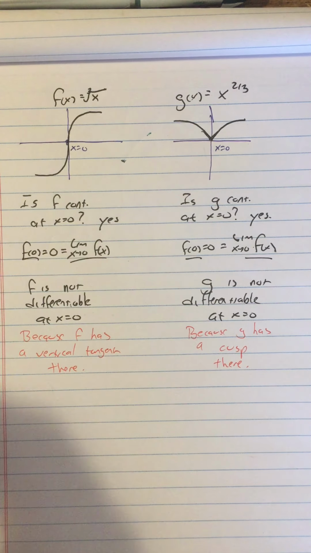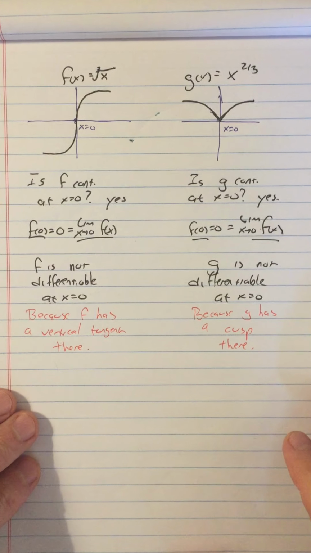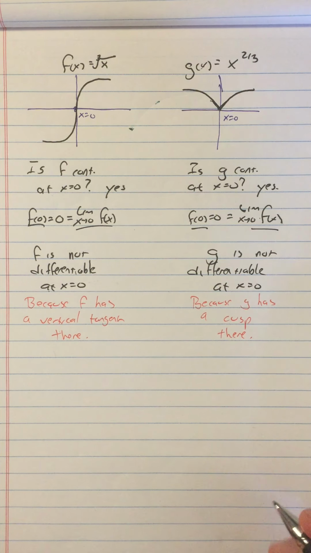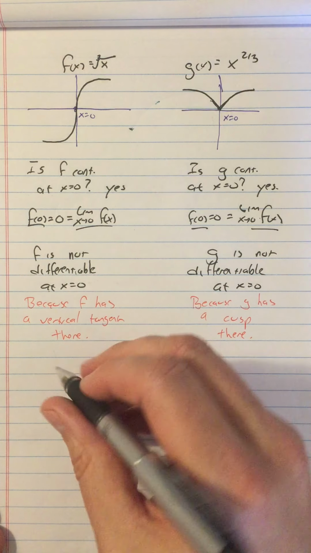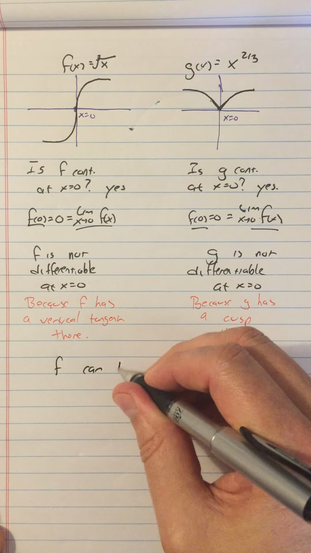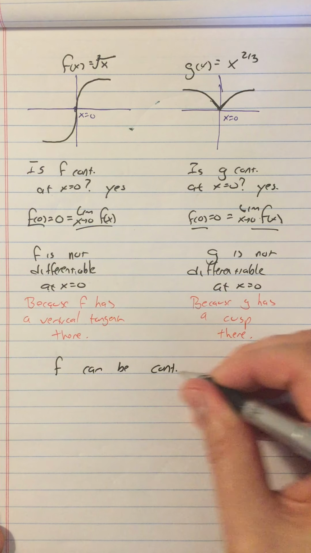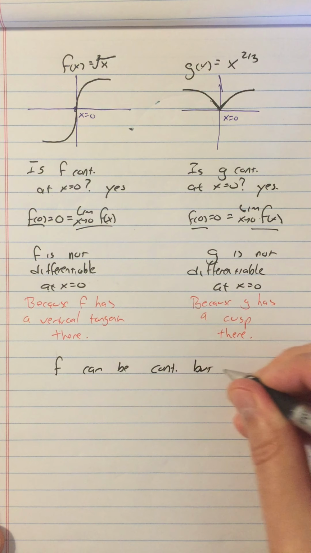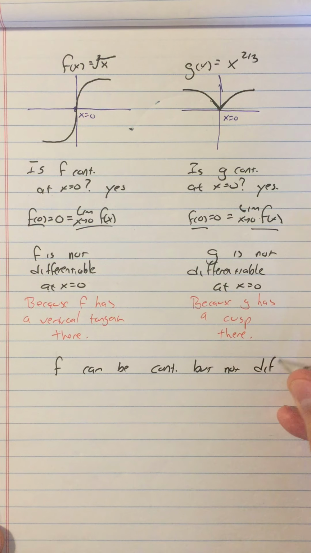So what we can see here is that f can be continuous but not differentiable. So at a certain point, even if a function is continuous, the derivative might still not exist. So f can be continuous but not differentiable. All right, well, is the reverse true? Can f be differentiable without being continuous?